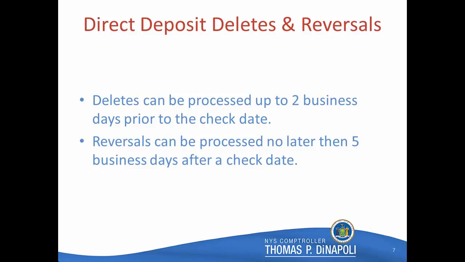If a reversal is denied, our team will notify the contact person listed on the AC 3197 form. This just updates us. Deletes can be processed up to 2 days prior to the check date, and again, reversals can be processed no later than 5 business days after the check date.